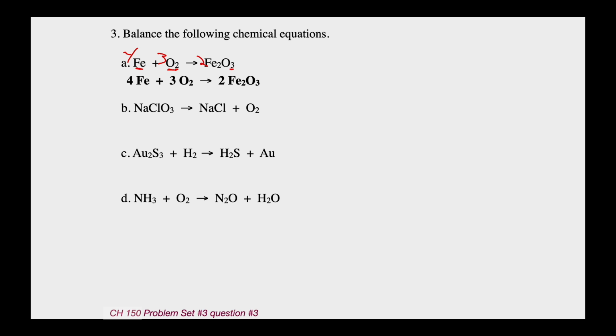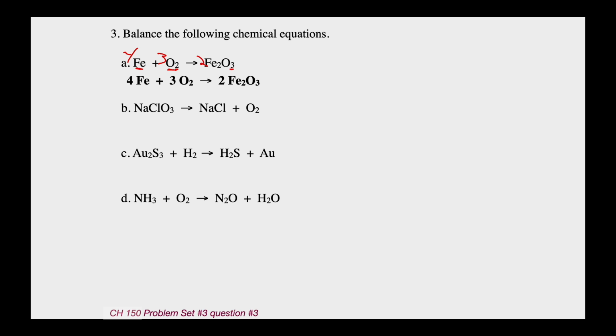The next one, B, is similar. You have a sodium chlorate, NaClO3. Notice the 3 oxygens. It's going to sodium chloride, but it's also going to O2. And again, O2 and the O3 on the left probably have to be taken into account. So in that one, I would try to do the 2-3 thing we did last time.